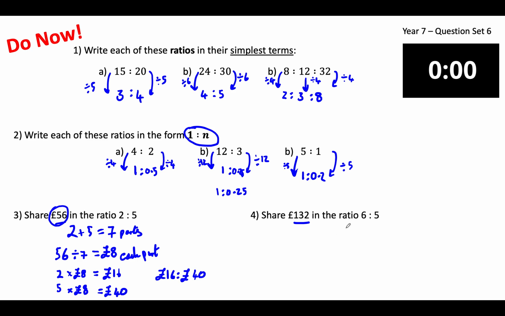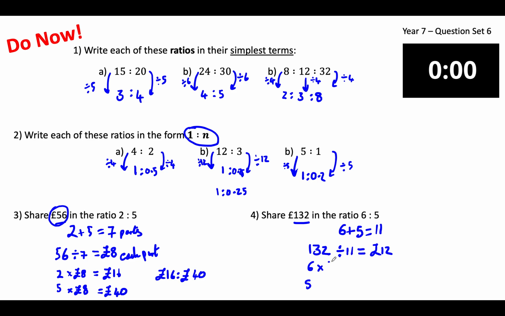So again, add, divide, multiply. Add up your ratio to find out how many parts. 6 and 5 is 11. So there are 11 parts in all. And then get your money, or whatever it is, and divide it into that number of parts. Find out how much each one is worth. Well, it's money, isn't it? Yep, so there are £12 in each part, because 11 times 12 is 132. And go back to your ratio, the 6 and 5.